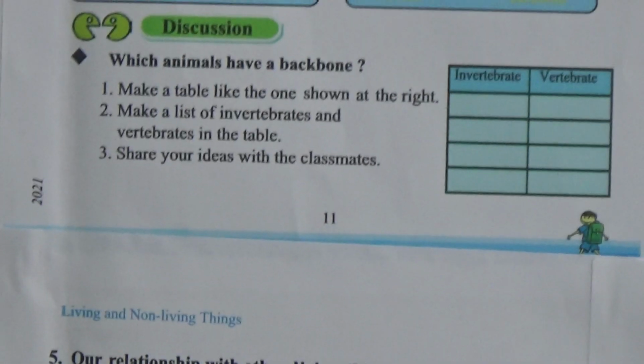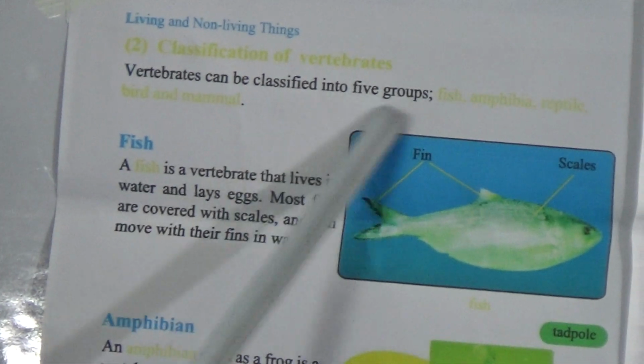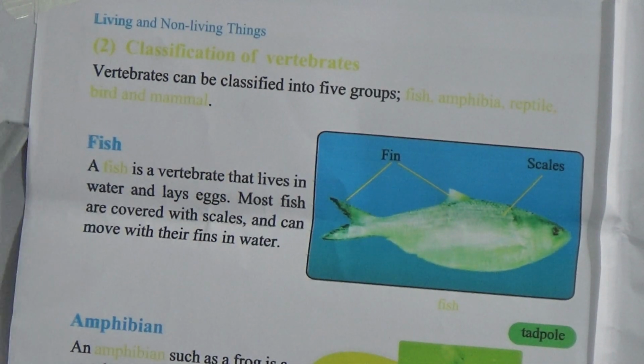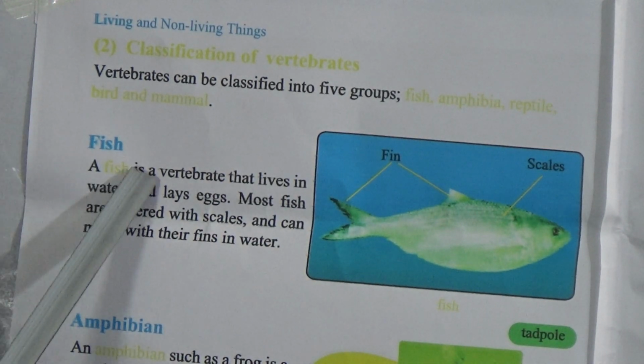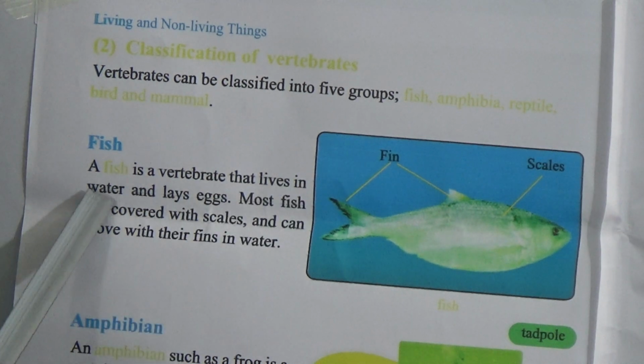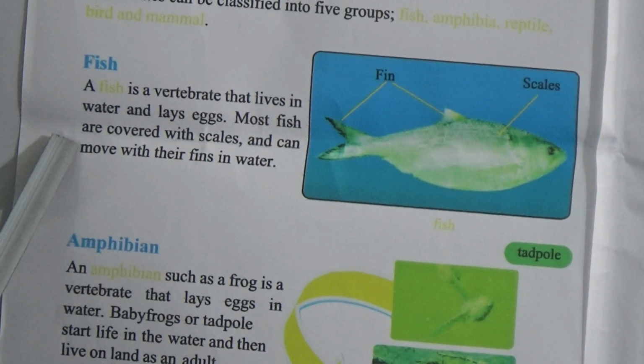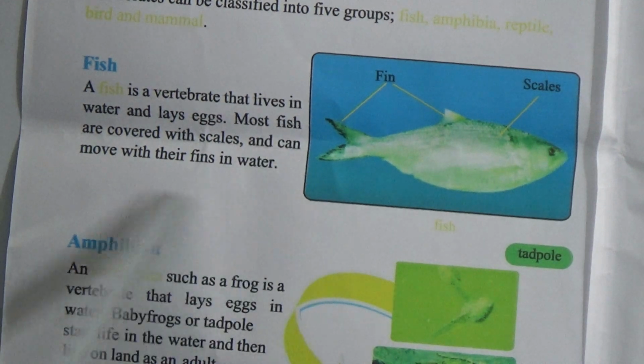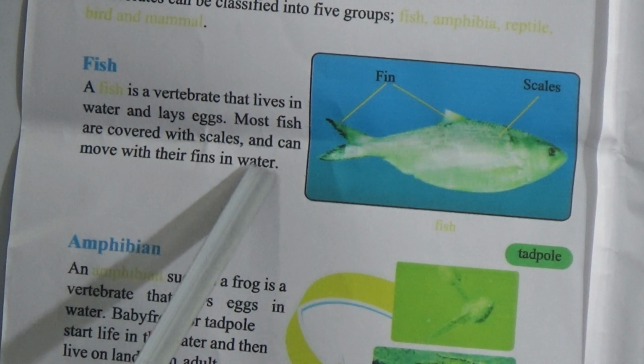Now come to the next page, that is characteristics of vertebrates. Vertebrates can be classified into 5 groups. First one is fish. A fish is a vertebrate that lives in water and lays eggs. Most fish are covered with scales and can move with their fins in water.